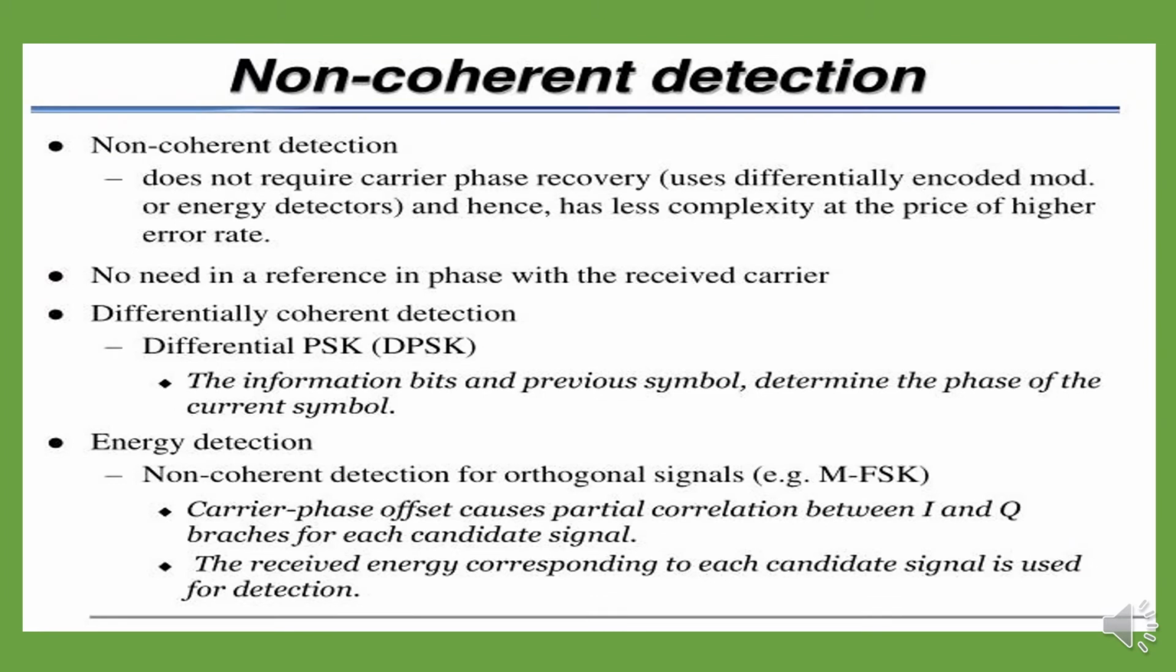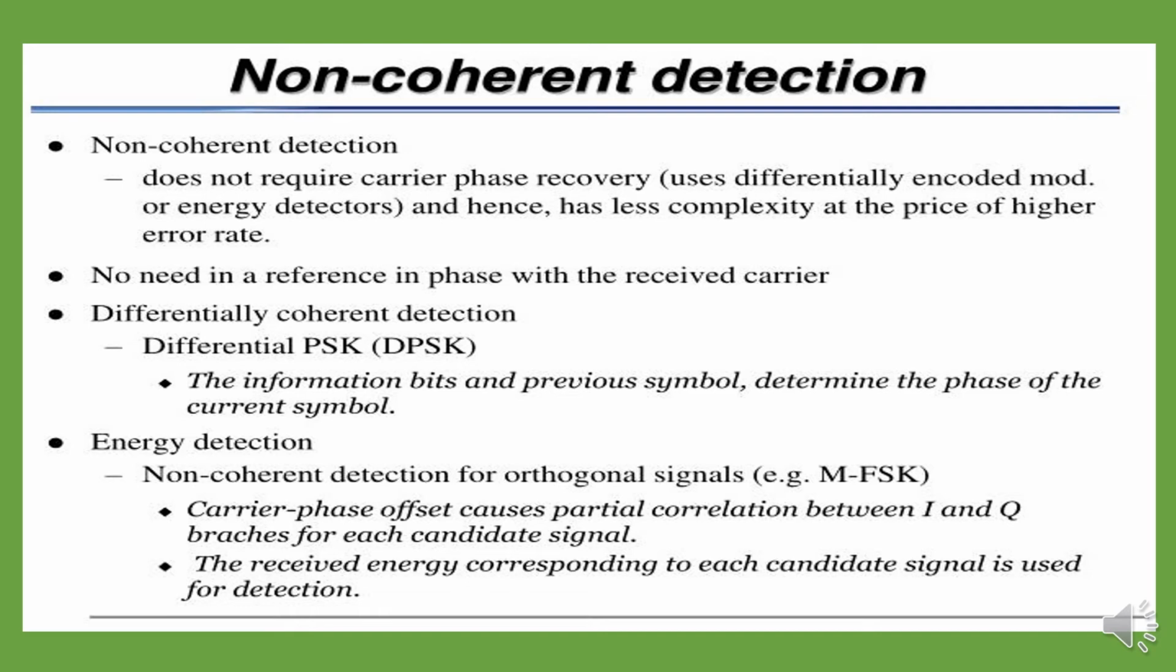Now we will discuss about the non-coherent detection. So what is the advantage of using non-coherent detection? It does not require carrier phase recovery, uses differentially encoded modulation or energy detectors, and hence it has less complexity at the price of higher error rate. And the second point is no need for a reference in phase with the received carrier.